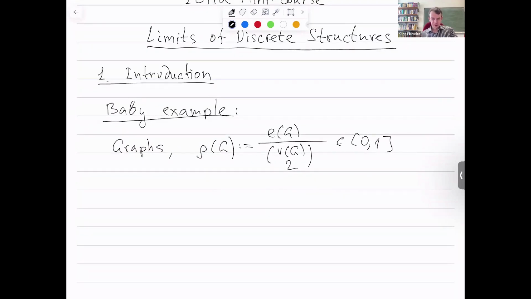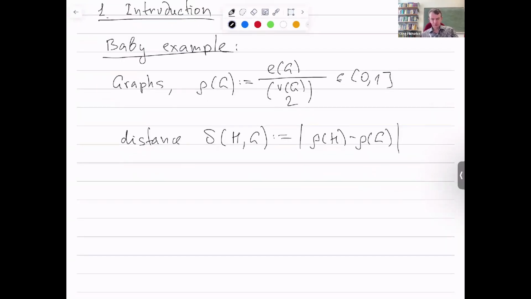And then you say two graphs look similar if they have the same edge density. So your distance between two graphs, H and G, in this baby example, is just how their edge densities differ. Of course, it's a very basic example. And now, as I told you before, what is the philosophy? We have some notion of similarity between two graphs, and then we express it as a distance in this case, and then we take completion.